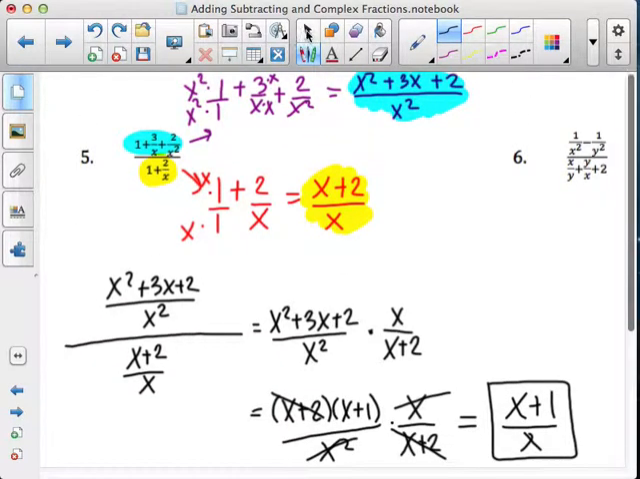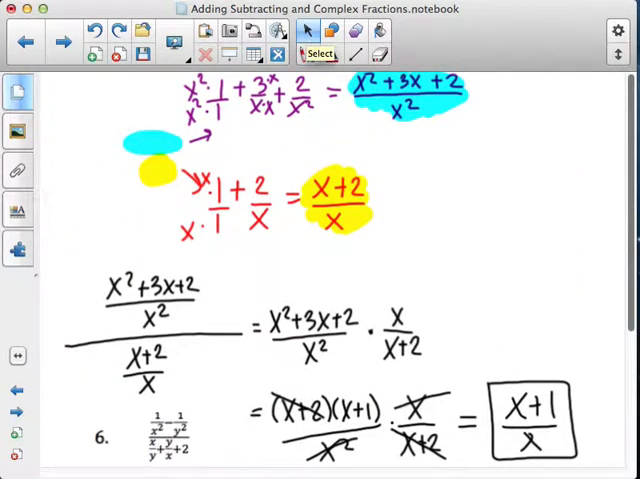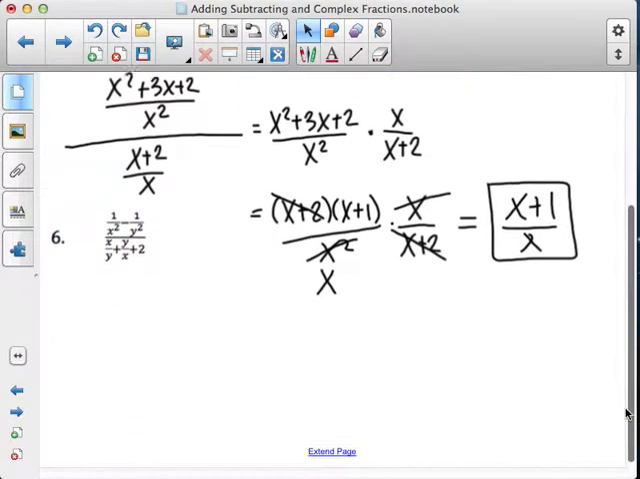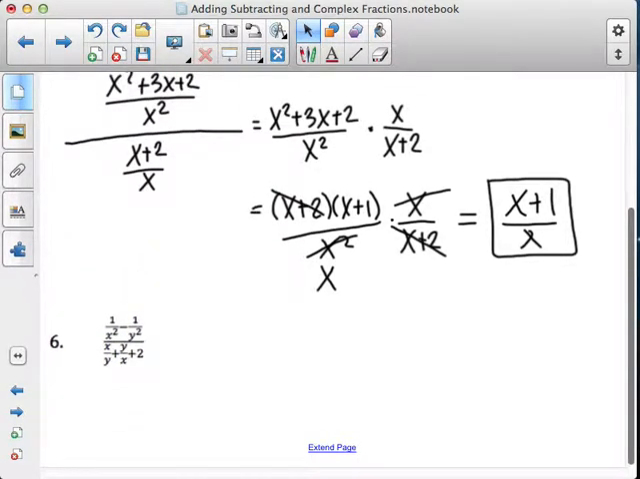All right, next problem. I'm going to get this squished a little bit. So, number 6.